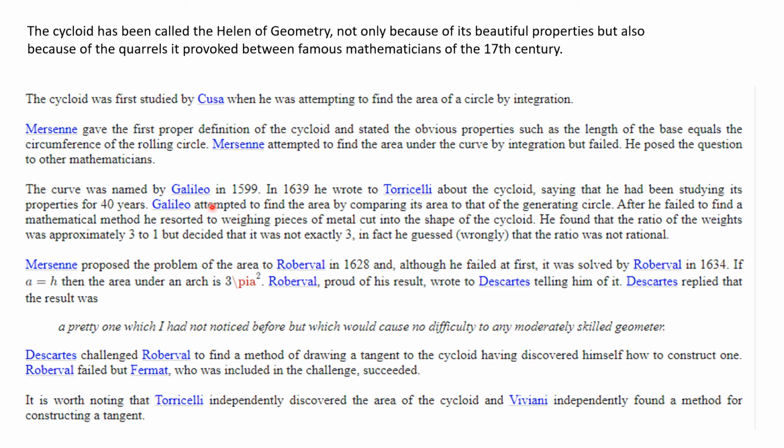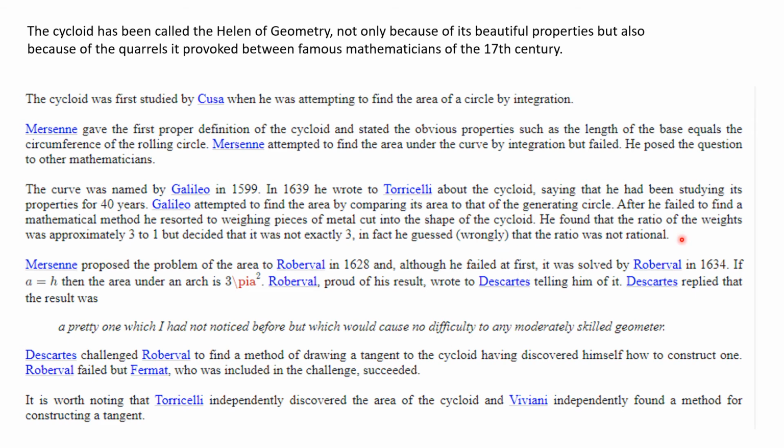The great Galileo named the curve in 1599, and he wrote to another great engineering person, mathematician, Torricelli, about the cycloid, saying they'd been studying the properties for 40 years. There was a lot of intellectual capital invested in this by Galileo. Galileo attempted to find the area by comparing the area to its generating circle, and he failed to find the mathematical method. And so he resorted to sort of guessing.